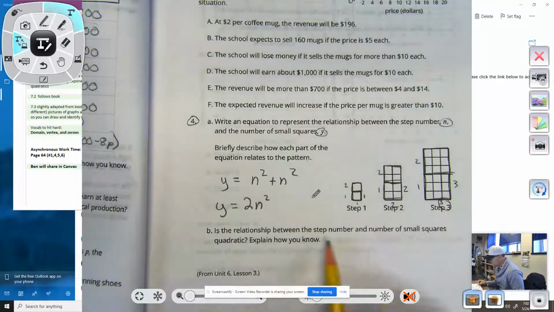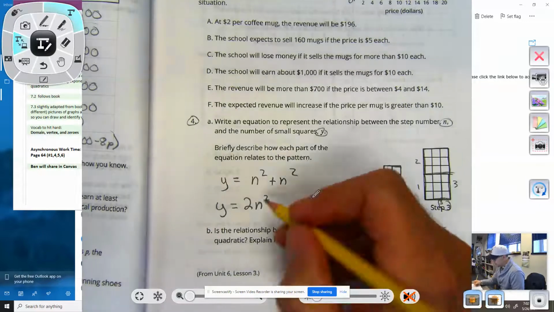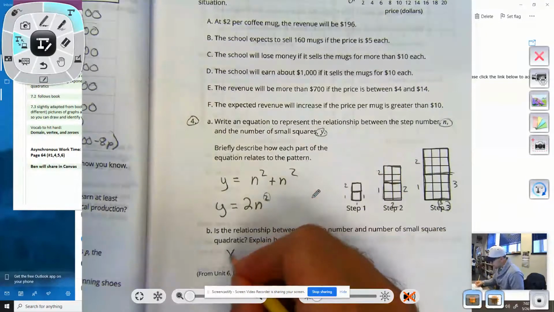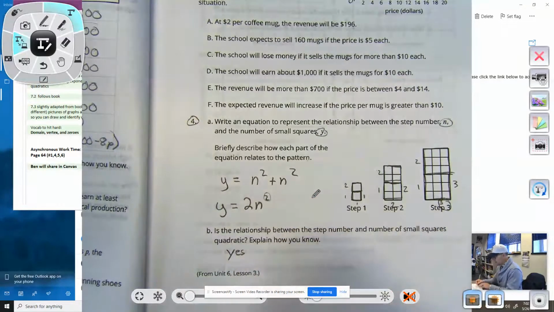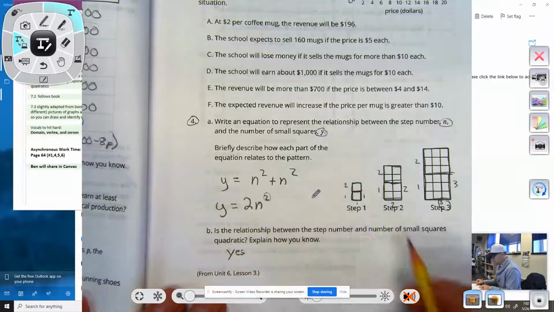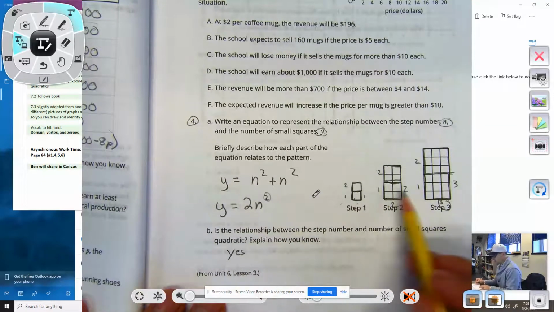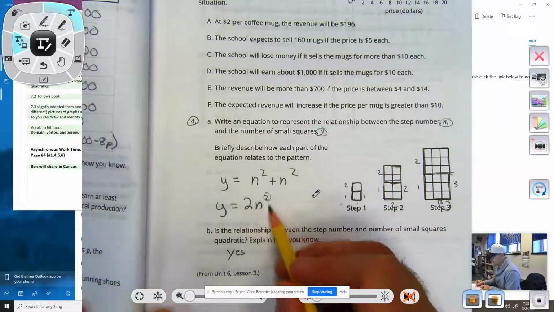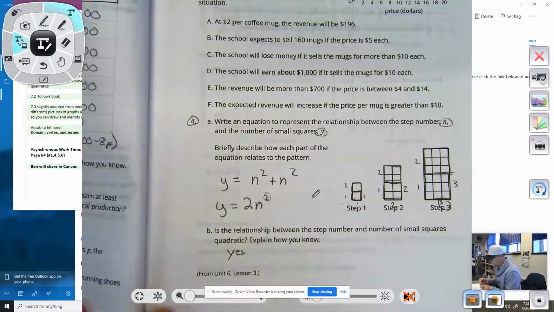Okay, is the relationship between the step number and the number of small squares quadratic? Yes, and we know that because of this right here. First off, there are squares, right? There are perfect squares in each one of these, and they're getting progressively larger with relationship to the step number. But the equation has this little to the second power up there.